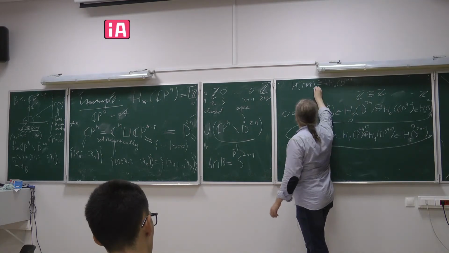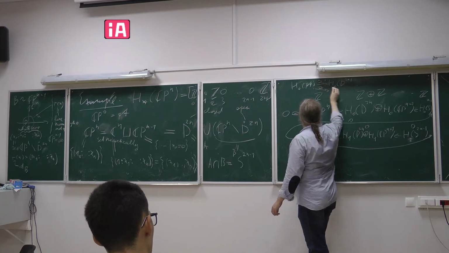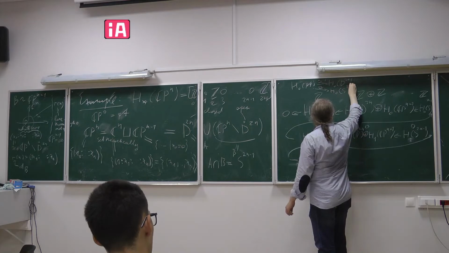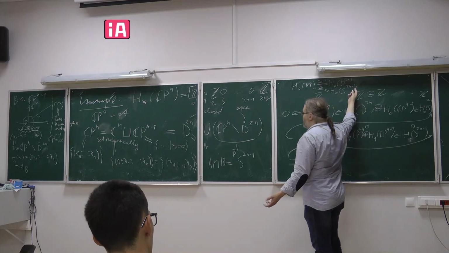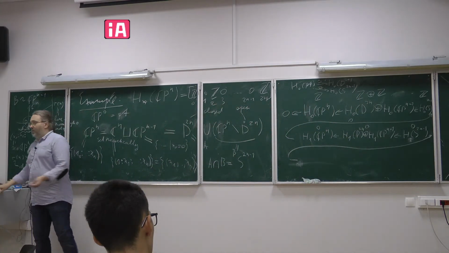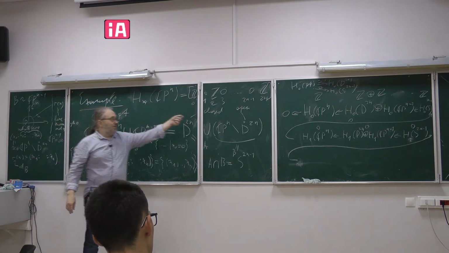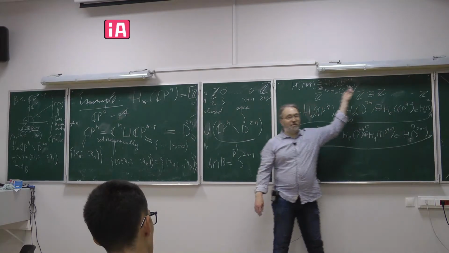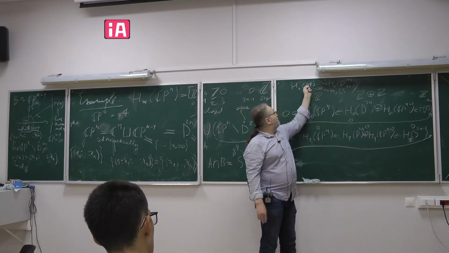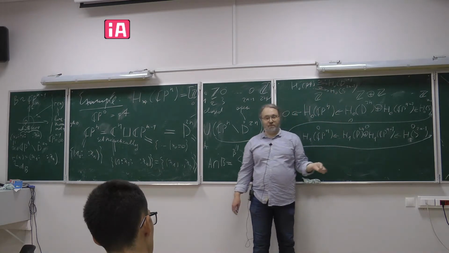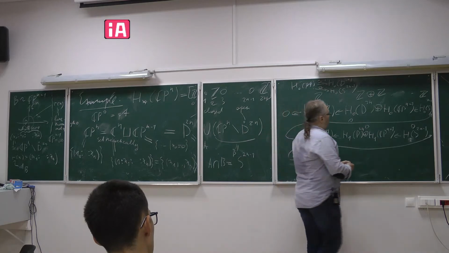And the same is true for the sphere. Well, the dimension is greater than or equal to 1, so we know that the sphere is at least path connected. So at the level of H0, this map is an isomorphism.